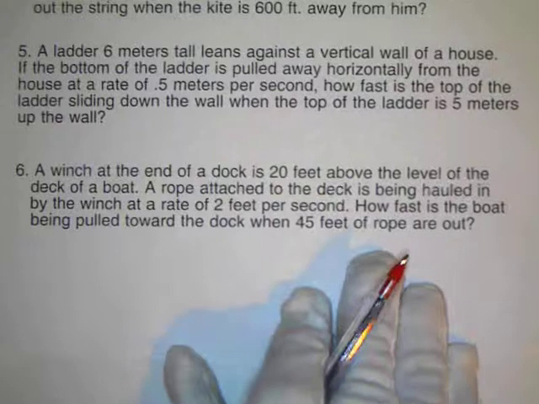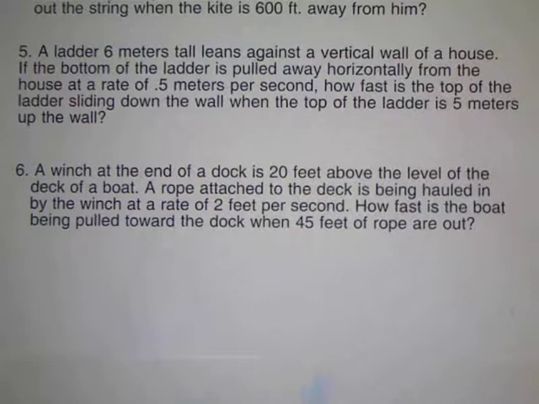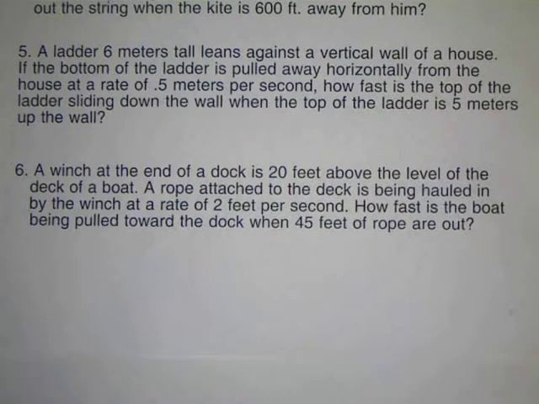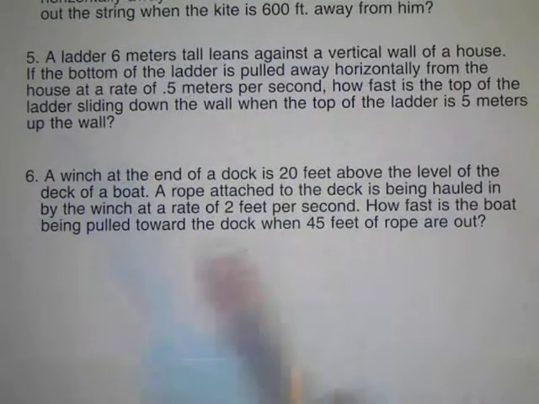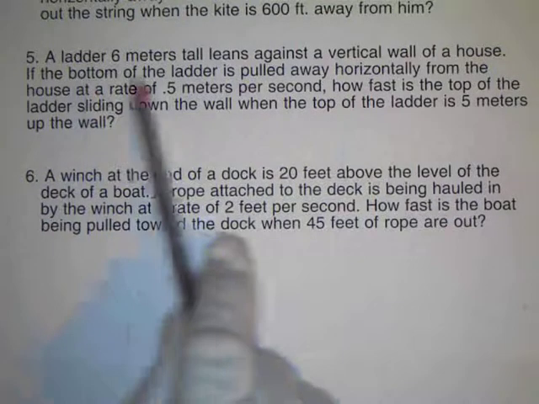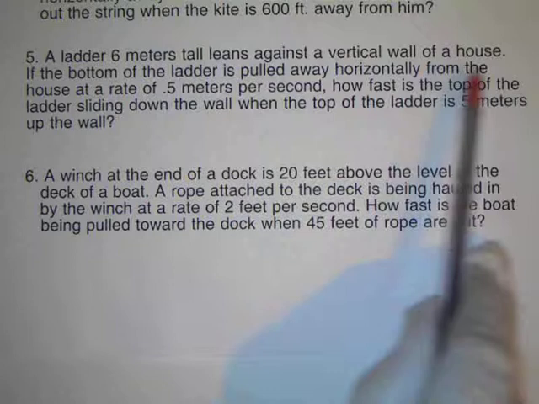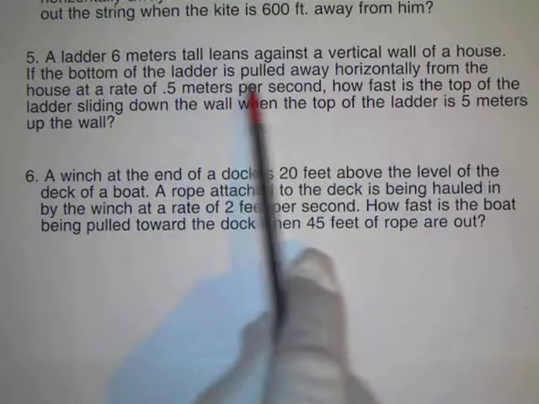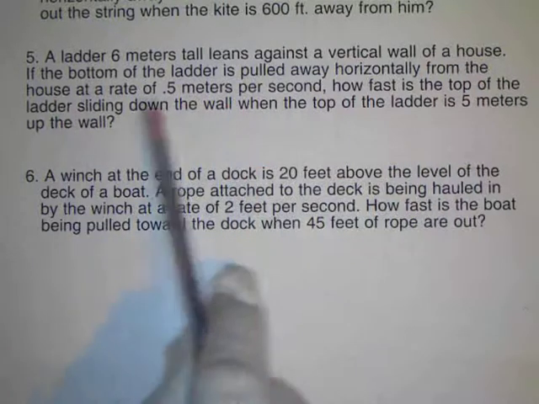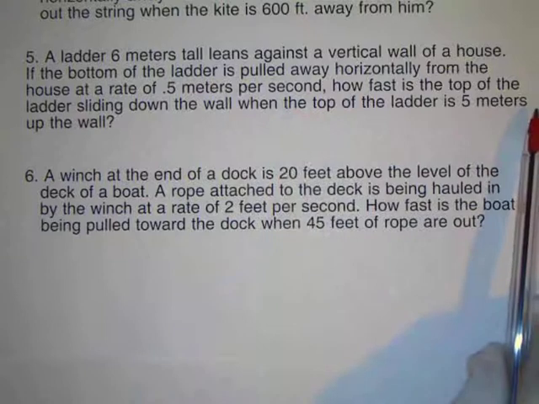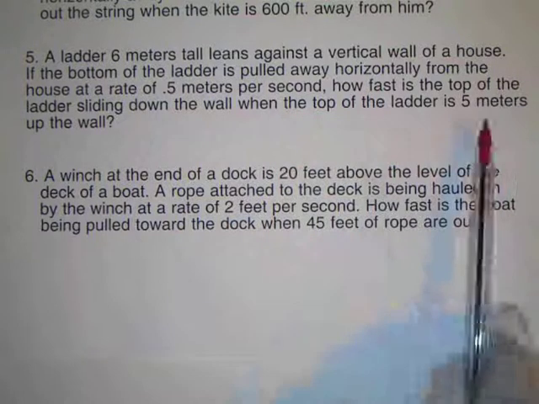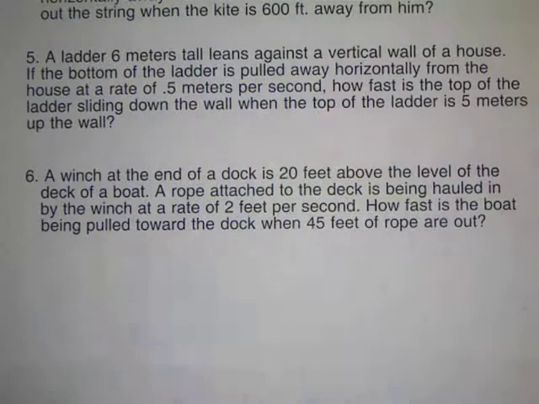But I'm going to talk about the ladder problem. This is a traditional problem that we use in related rates, and it uses right triangles to model this out. So a ladder 6 meters tall leans against a vertical wall of a house. If the bottom of the ladder is pulled away horizontally from the house at a rate of 1/2 meter per second, how fast is the top of the ladder sliding down the wall when the top of the ladder is 5 meters up the wall?